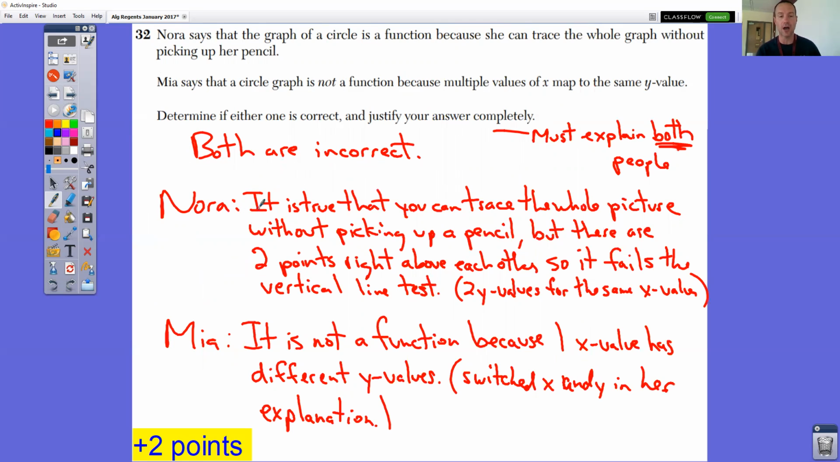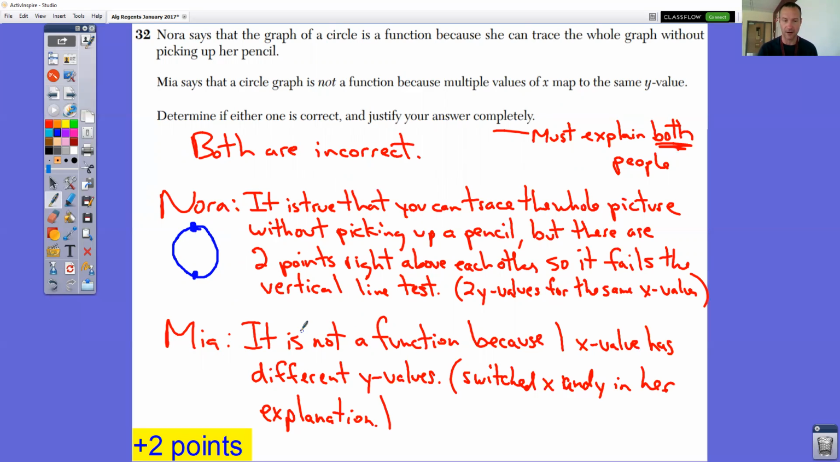All right, Nora, it is true that you could trace a picture without picking up your pencil. I could draw a circle like this and not pick up my pencil at all. But there are 2 points right above each other. On the circle, there would be a point here and a point here, for example. Those 2 points directly above each other make it fail the vertical line test. You can't have 2 y values with the same x value.